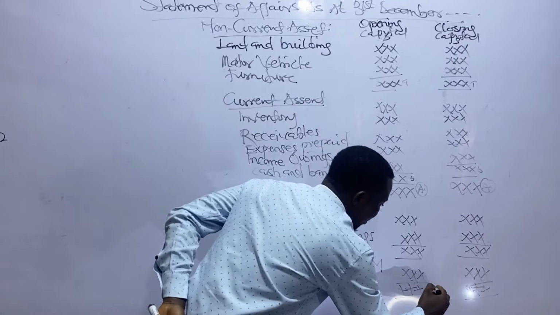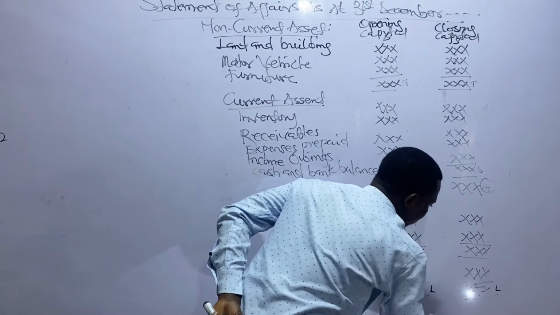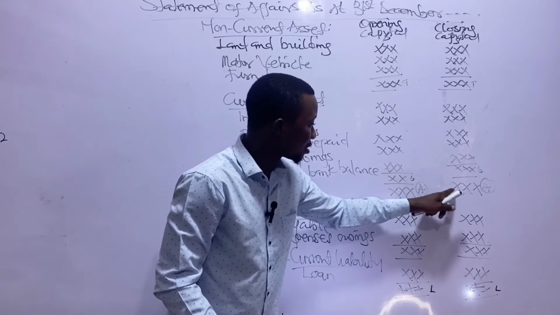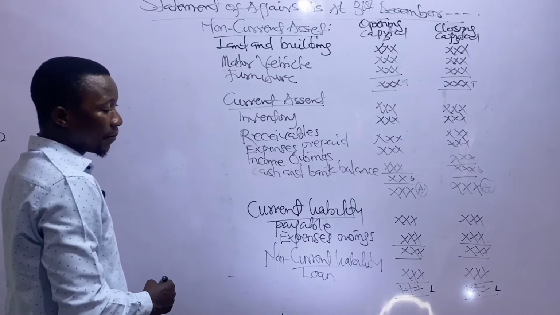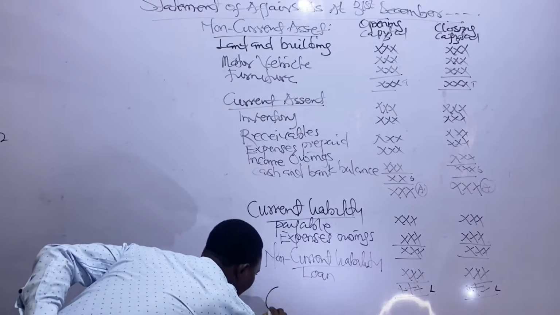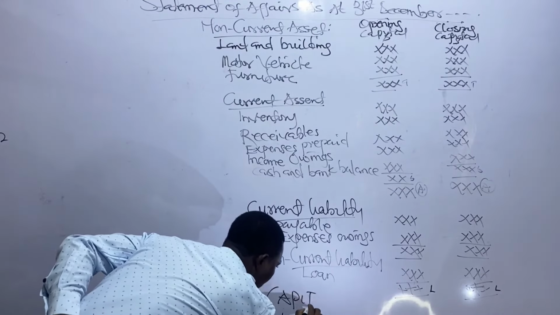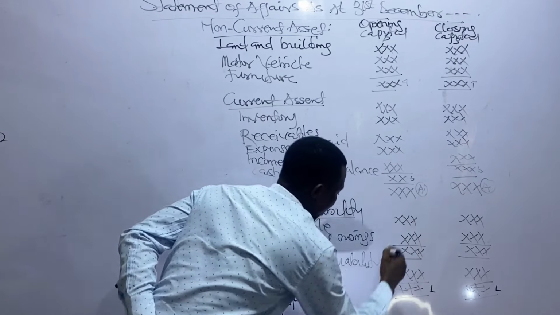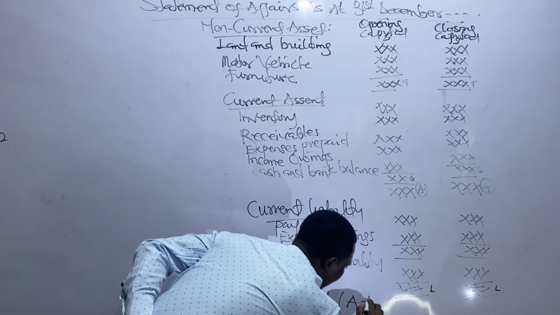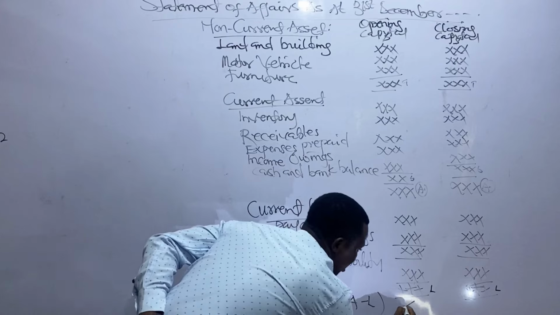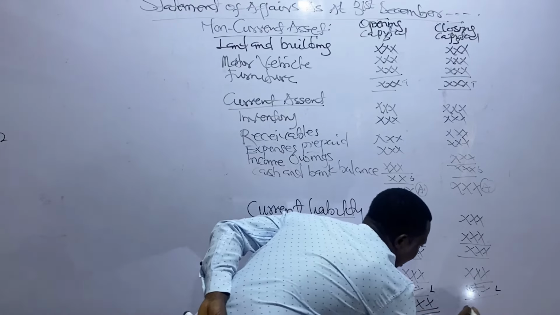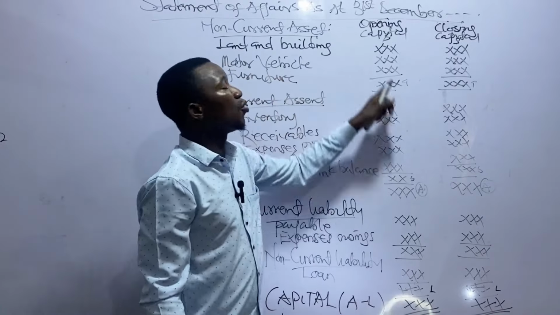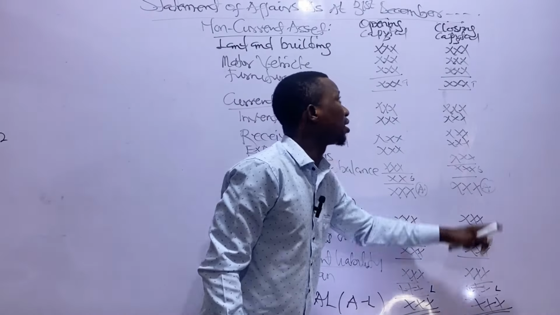So let me name here L, here L. This is total liability, this is total asset. So to get the capital, we subtract L from A. So it will be A minus L, that is asset minus liability. Then we have the capital. The first one will become the opening capital, then this will become the closing capital.